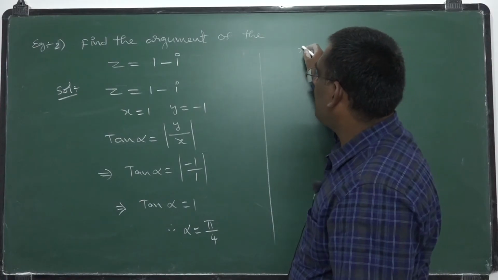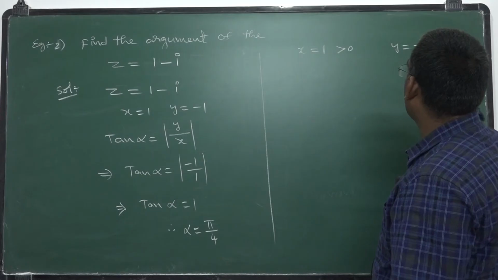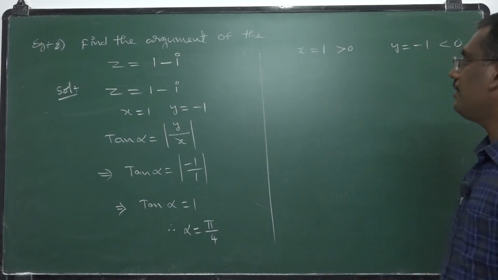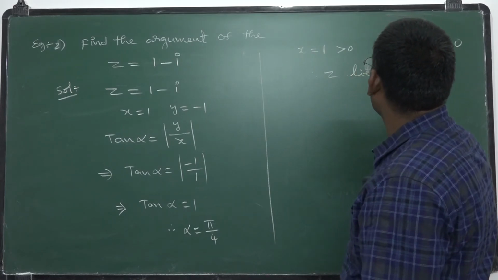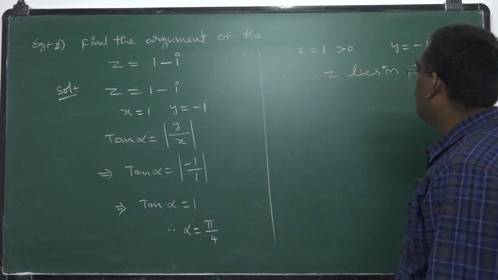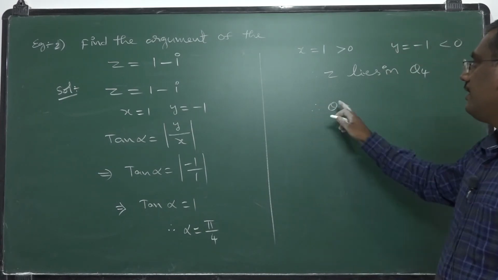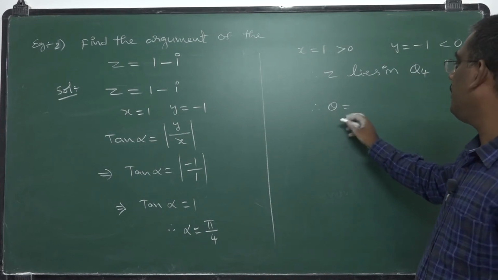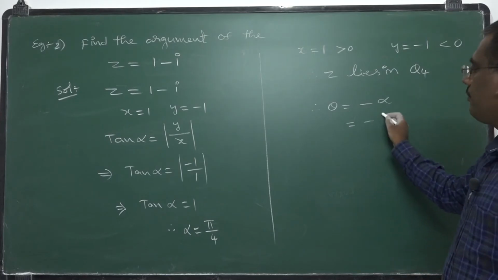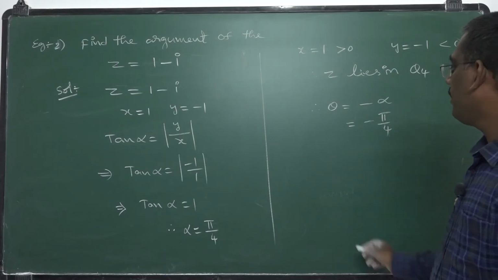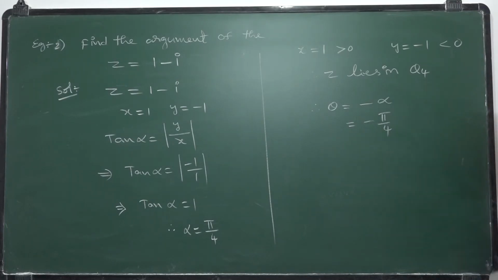Next, we decide the quadrant. Clearly x equal to 1 is positive and y equal to minus 1 is negative. X positive and y negative, therefore z lies in the fourth quadrant. If z lies in the fourth quadrant, then the principal argument will be equal to minus alpha, which is minus pi by 4. Therefore the principal argument of the given complex number is minus pi by 4.